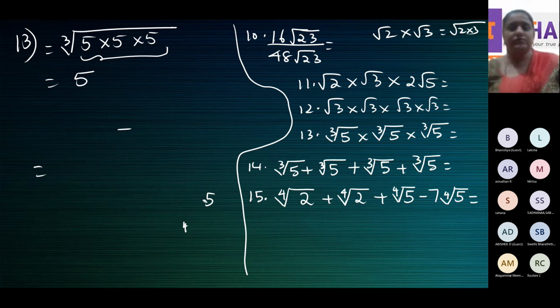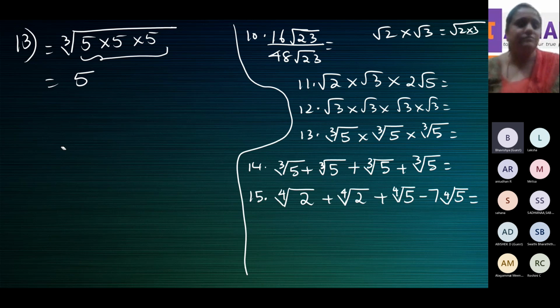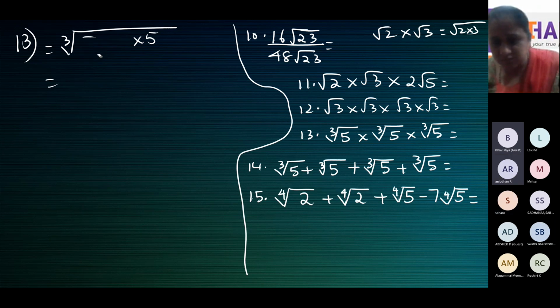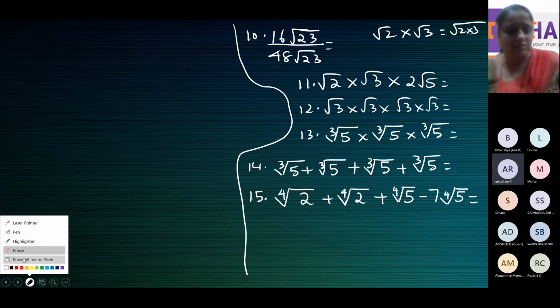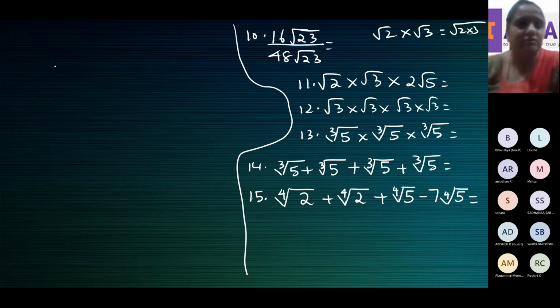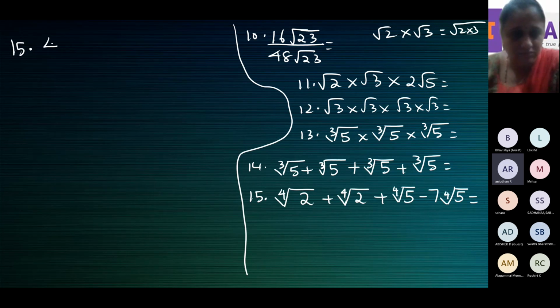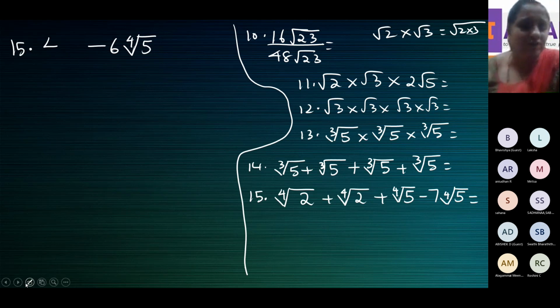Yeah, the last one, 15th one. Ma'am, 2 into 4th root of 2 plus 4th root of 2 plus square root of 4 minus 6 4th root of 5. Anirudh, once again. Tell again, Anirudh. Fourth root of 2 plus root 4 minus 6 fourth root of 5, ma'am. I understood this minus 6 fourth root of 5. But what did you say before that? I don't get that.